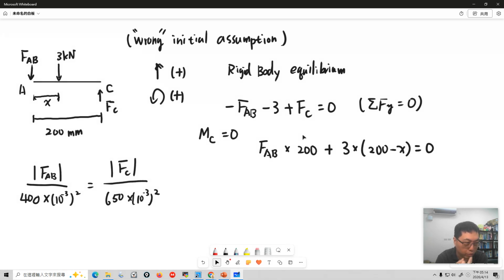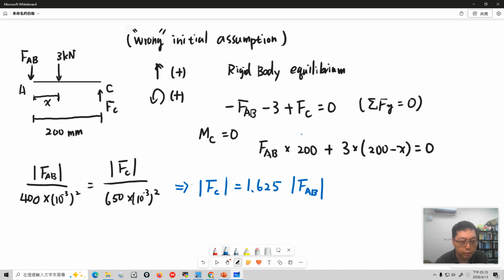So let's see. First of all, we solve this. If we start with this condition first, and for this condition, if you use your engineering calculator, you will have the FC magnitude, FC equal to 1.625 times the magnitude of the force AB. Right now it's the magical part. Don't forget our initial assumption is force AB points down and force C points up.